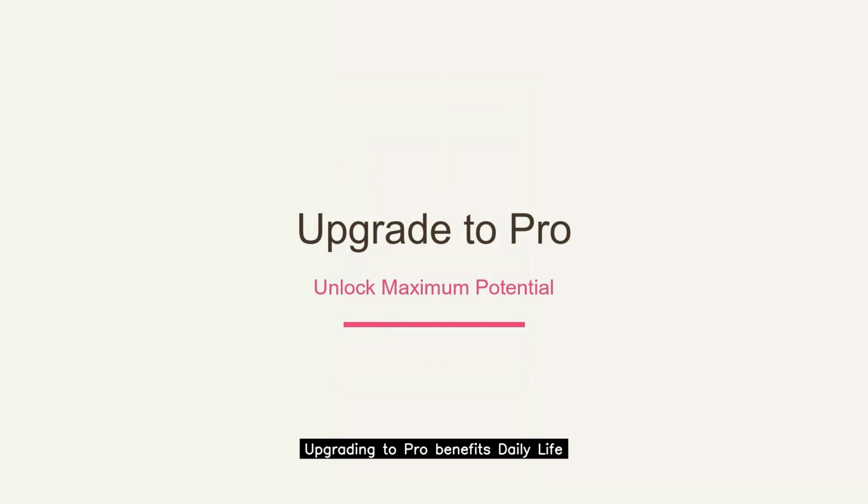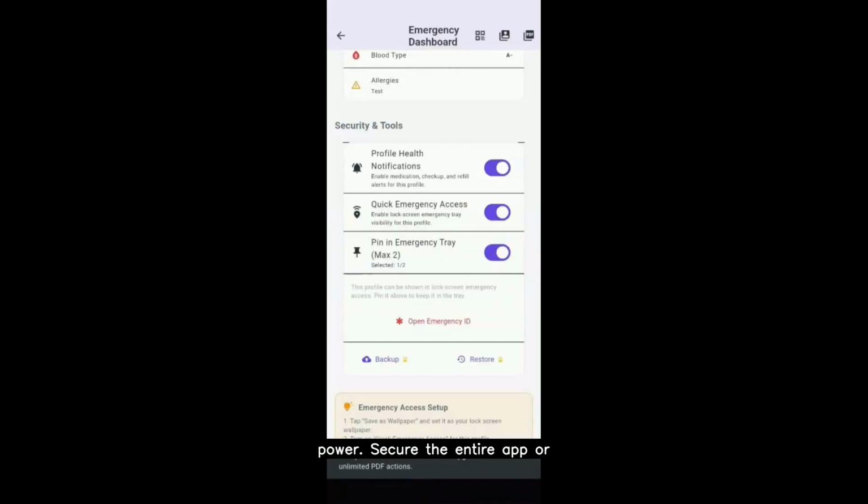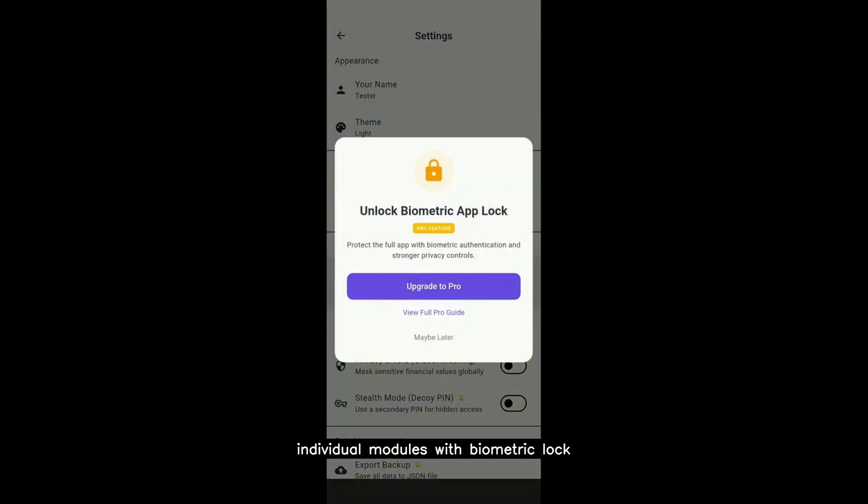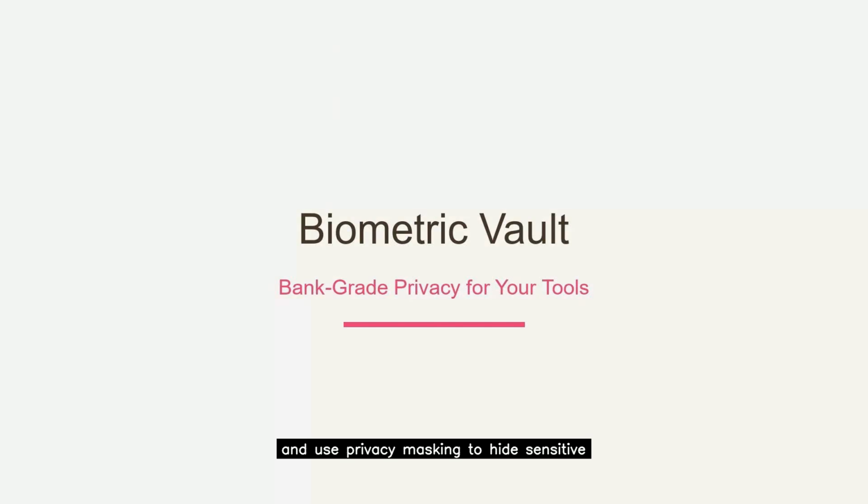Upgrading to Pro benefits. Daily Life Toolkit Pro unlocks advanced privacy and power. Secure the entire app or individual modules with biometric lock, and use privacy masking to hide sensitive numbers from prying eyes.